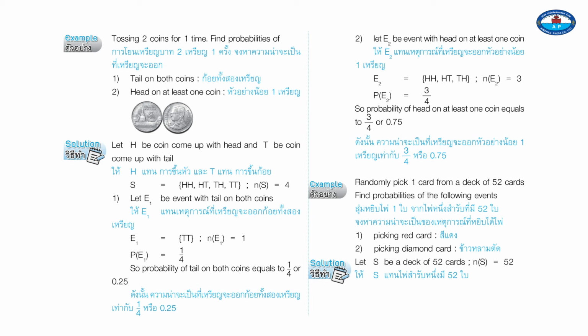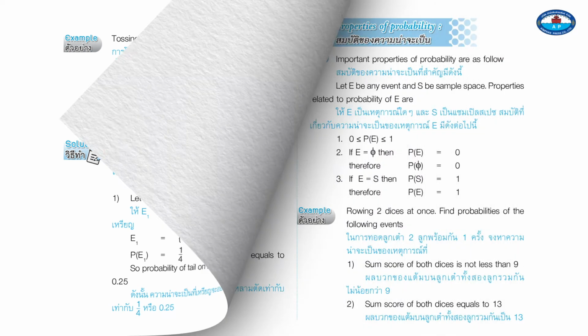Example: randomly pick one card from a deck of 52 cards. Find probabilities of the following events. 1. Picking a red card. 2. Picking a diamond card. Solution: let S be a deck of 52 cards, and n(S) equals 52.